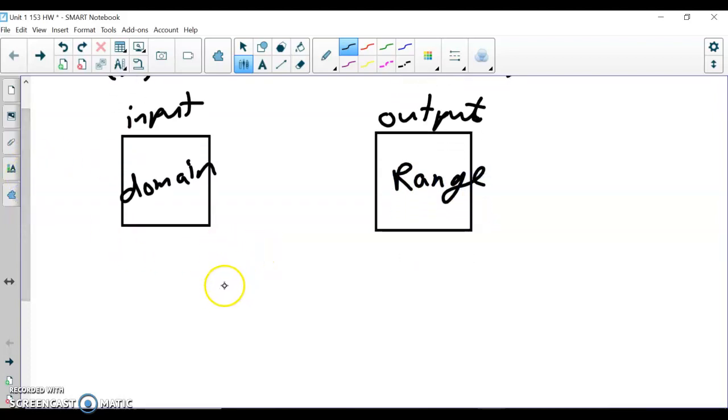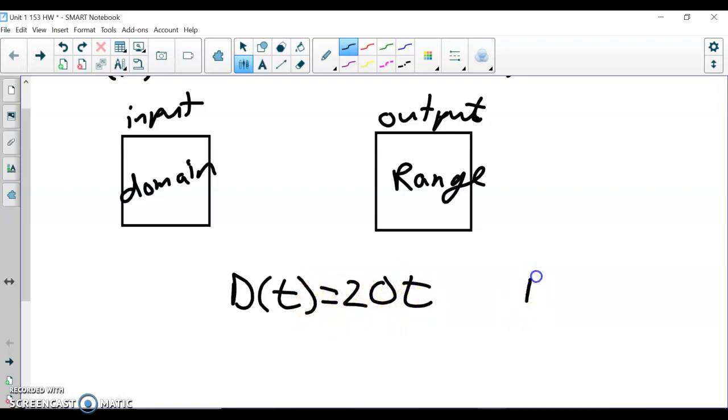For instance, I might have a function describing the distance of an object. We'll call it d, and that distance is determined as a function of time. How much time is going by? The object's maybe moving at 20 miles per hour. If I know the number of hours, let's say 3 hours, then the distance the object has traveled is 20 times 3, which gives us 60.